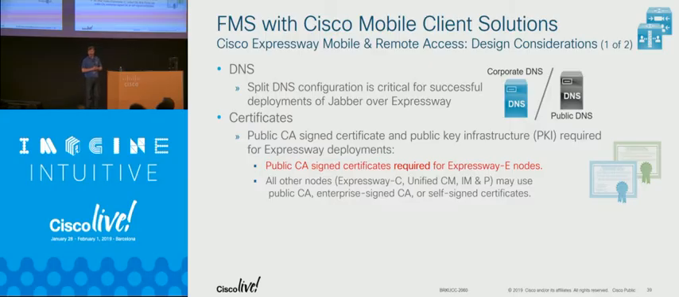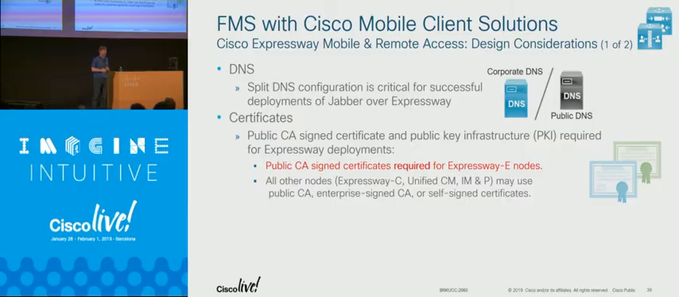And the answer is you can for Jabber clients. Because we have the ability with our mobile clients to control the trust store on those mobile devices, we can take that enterprise CA root certificate and put it on the mobile device. And therefore, I can leverage an enterprise CA signed Expressway E.